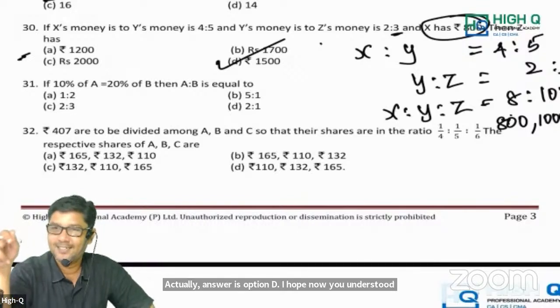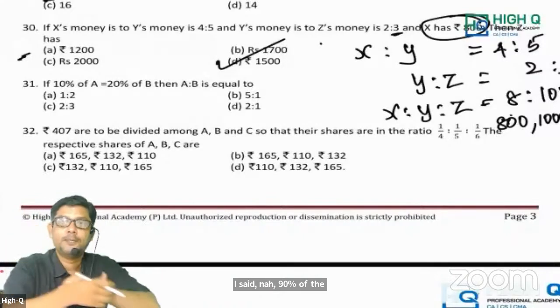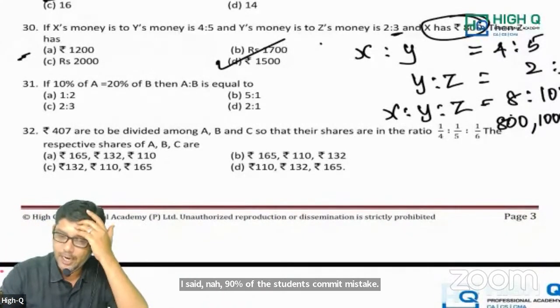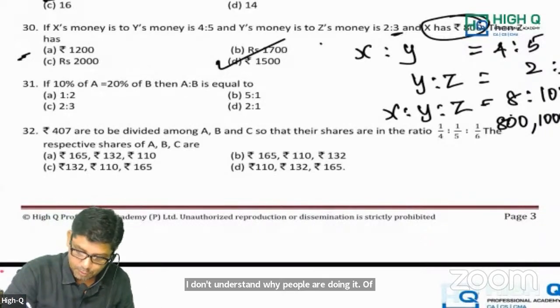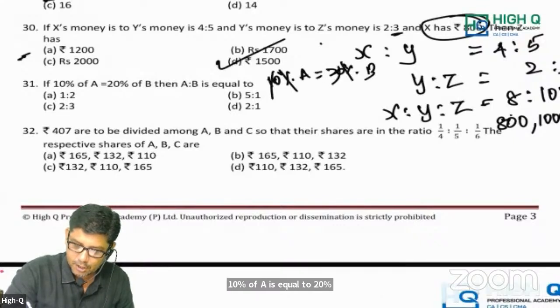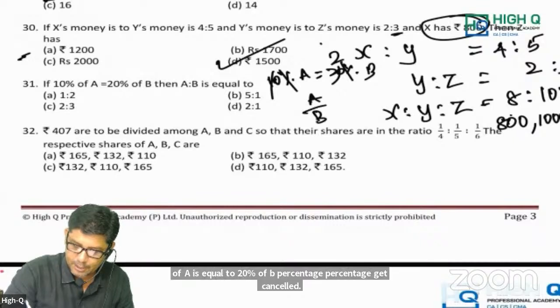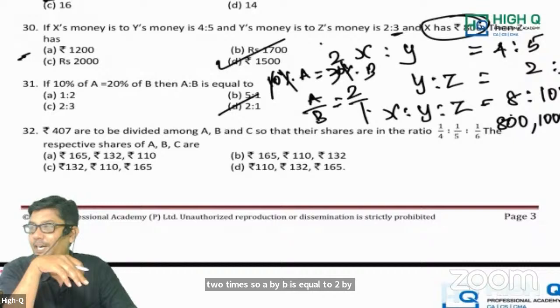I said 90% of the students commit this mistake, and I don't understand why people do it. Of course, it happens. I don't want to blame you. What is given? 10% of A is equal to 20% of B. The percentage gets cancelled, so A by B is equal to 2 by 1. We will be putting it as 1 is to 2.